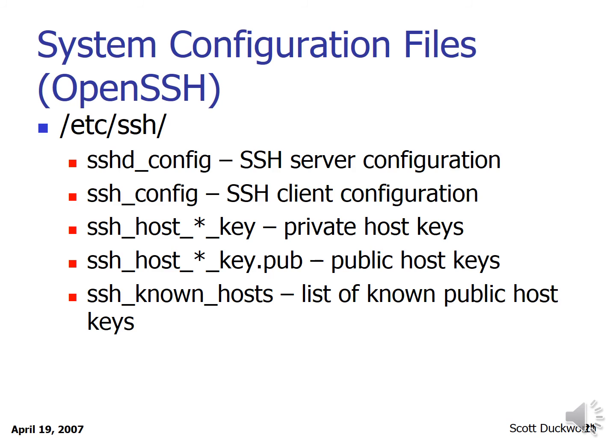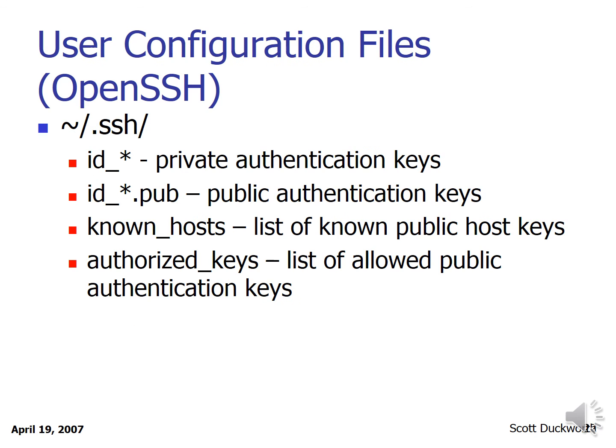Configuration files of OpenSSH are stored in the directory /etc/ssh. You can have the SSH server configuration and the client configuration, private host keys, public host keys, list of known public host keys, ID files, private authentication keys, public authentication keys, known hosts, and authorized keys, the list of allowed public keys.